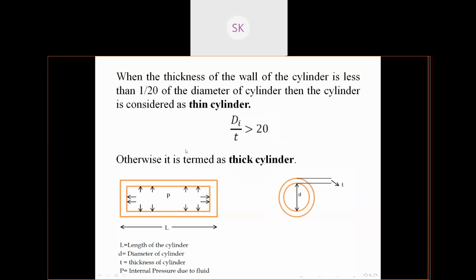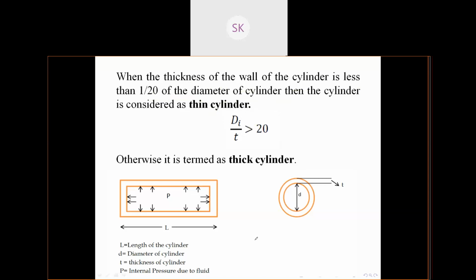So let's start with thin cylinders. These cylinders are categorized into two basic types. One is the thin cylinder, another is the thick cylinder. A cylinder is considered thin when the thickness of the wall of the cylinder is less than 1/20th of the diameter of the cylinder, then the cylinder is considered a thin cylinder.